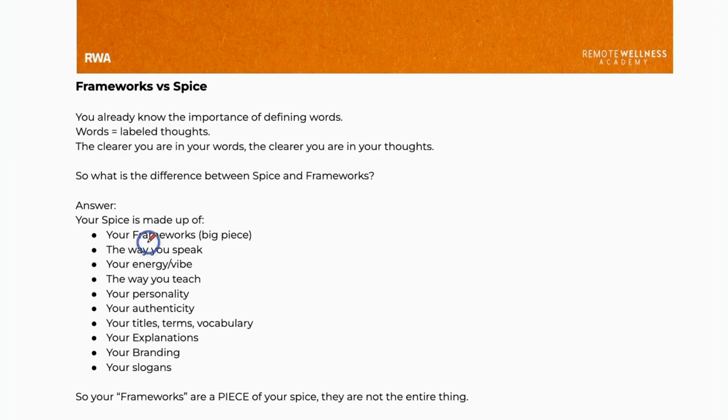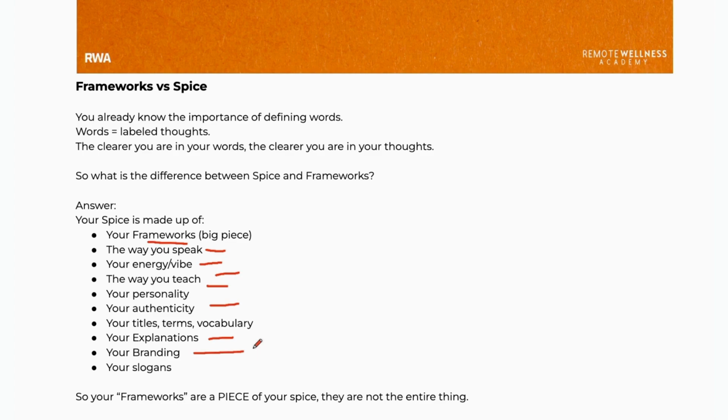Your frameworks are a big piece of that, but your spice is really made up of the intangibles as well: the way that you speak, the energy and the vibe, the way that you teach, your personality, your authenticity, your terms, your vocabularies, your slogans, your explanations, your branding, your unique mechanism. All of these things are under the umbrella of the spice that you bring. It's what makes you different. And a lot of times that has to do with intangible things.